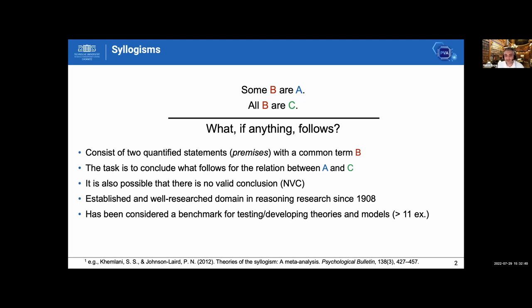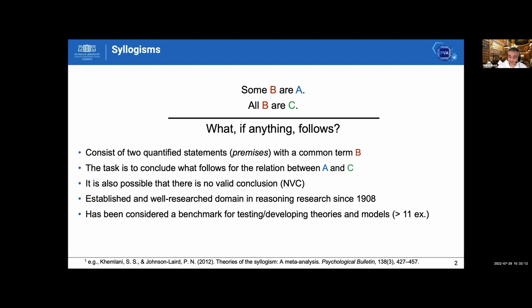In fact, these syllogisms have been changed a little bit, and there were some discussions on them. But what's very interesting is that in the last years, at least since 2012, in the seminal paper by Khemlani and Johnson-Laird, they have been established as a benchmark. Why? Because there exist 64 problems, and these problems have been used to test not only theories, but implemented models that can then make predictions if they get it right or not.